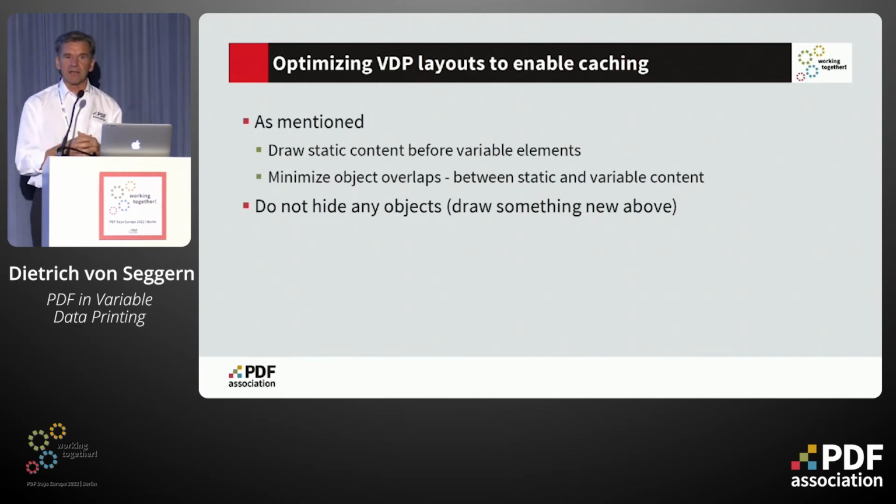And that is maybe a recap. I now really want to go into what is in these best practice guides and see whether we better understand the suggestions over there. And these two we can definitely better understand now. Draw static content before variable elements, I've said that, and minimize object overlaps between static and variable content, at least when it comes to transparency and overprint. And then maybe a more obvious rule: don't hide any objects. So this is one of the suggestions here.